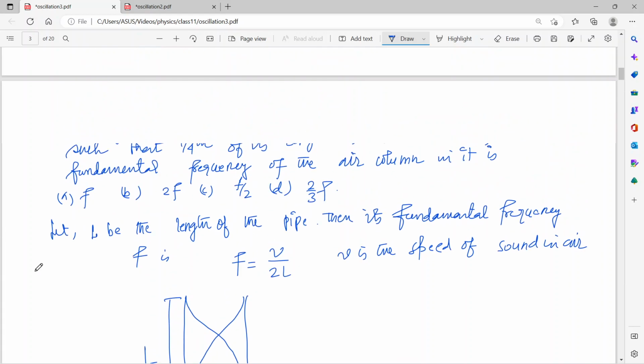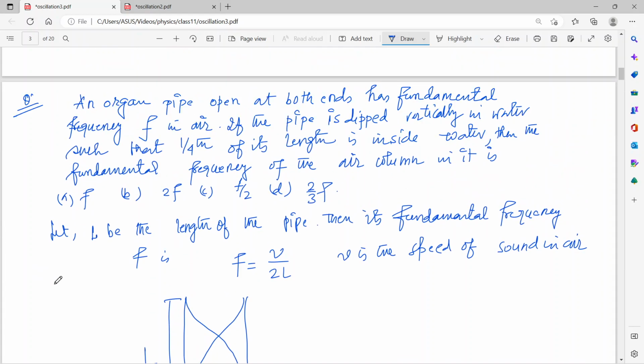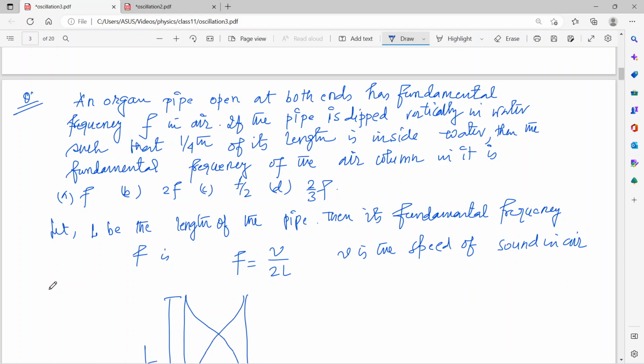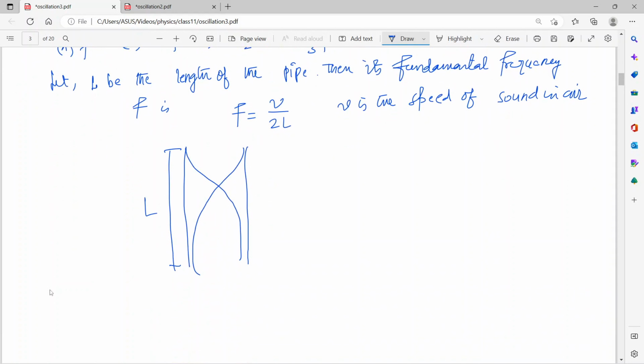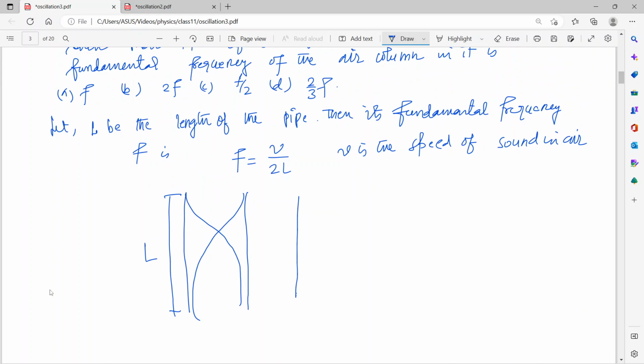Now, what is the question? If the pipe is dipped vertically in water such that 1/4 of its length is inside water, that means this is the same pipe, and 1/4 of it is water. If I say this is L by 4, the remaining is 3/4 L, right? Since this is water, it behaves like a closed pipe, so there is a node and an antinode.